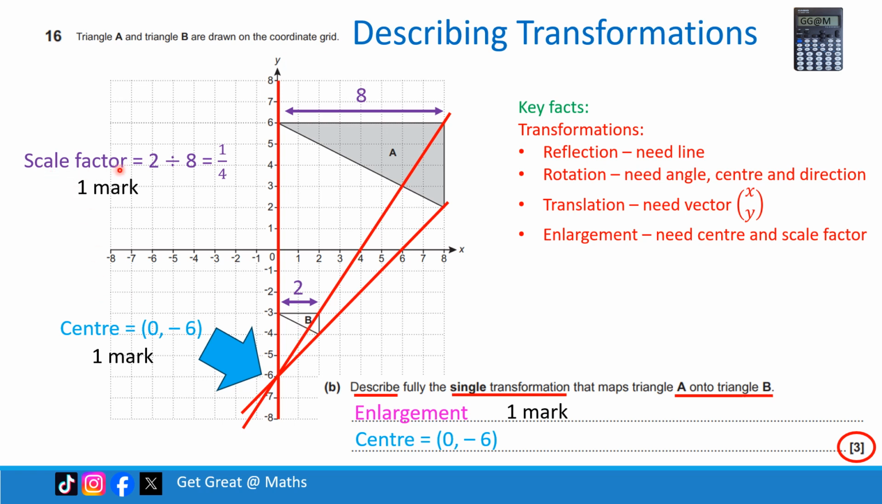So my scale factor is 2 divided by 8, which is the same as a quarter, and that is our last mark. So remember to write your answer on the dotted line. So a scale factor of a quarter is the third and final mark for this question.